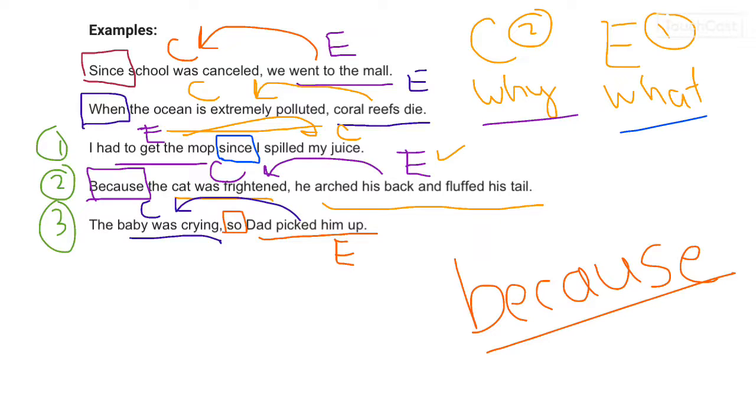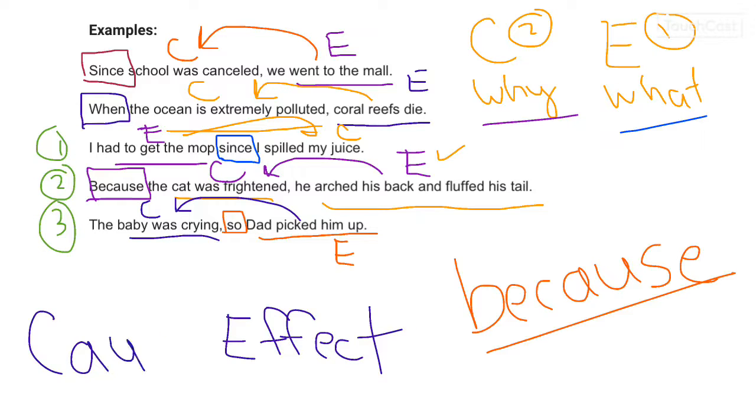So, how'd you do? Hope you did pretty well. You can go back over and look at all of this. Remember, E stands for effect, or what happened, and C stands for cause. Why did it happen? Okay, and you can even see in the word cause, like right here, has the word because. So that's why we're using that.